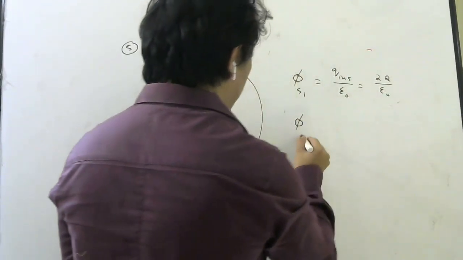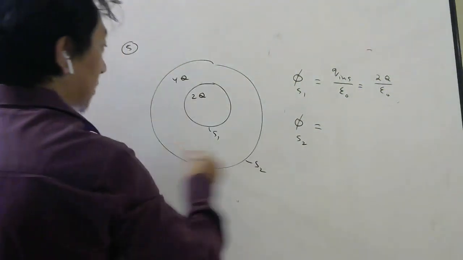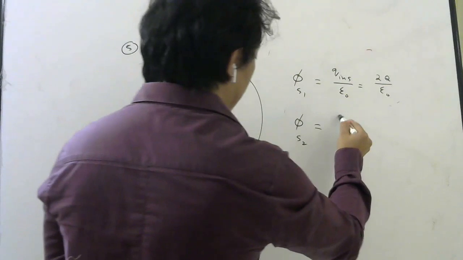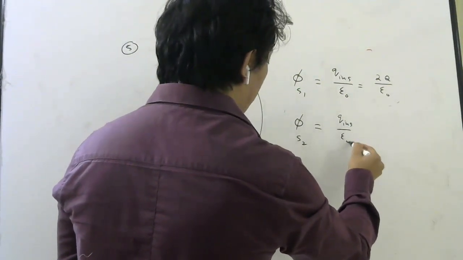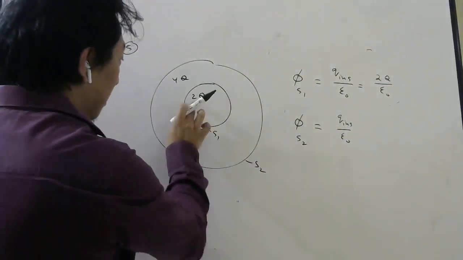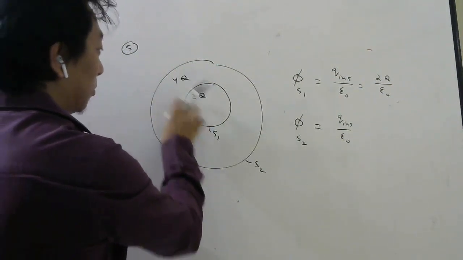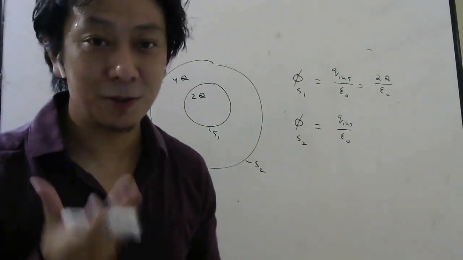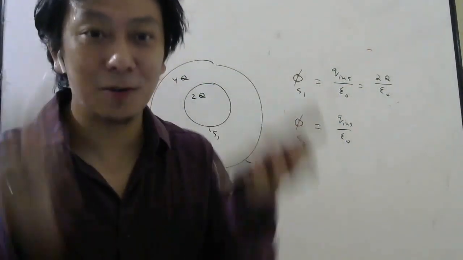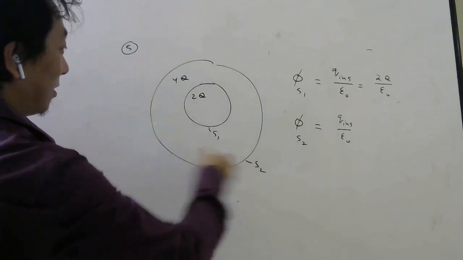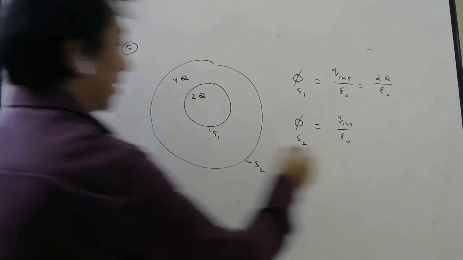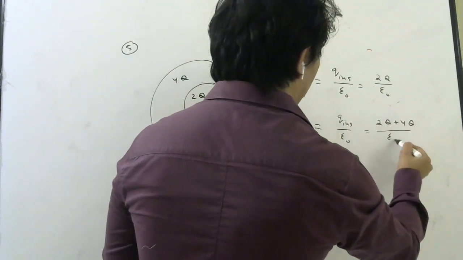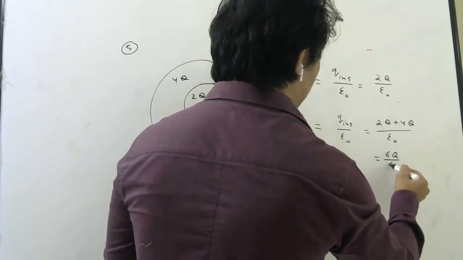Now you have to find flux through the second surface. While finding flux through this surface, you have to divide the charge inside by epsilon naught. Now be careful. Inside this surface, this is also there, this is also there. So both the charges are inside this, no? Don't forget what Gauss law is. It should be the total charge inside the closed surface. So total charge will be 2q plus 4q by epsilon naught, that will be 6q by epsilon naught.